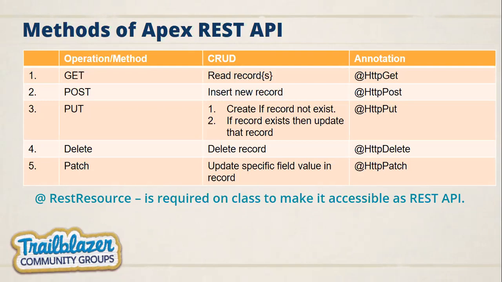REST resource is another annotation required on the class to make it accessible as a REST API. If this REST resource annotation is not added on your class, that class will not be visible as a service in REST Explorer. I will show this in a demo.